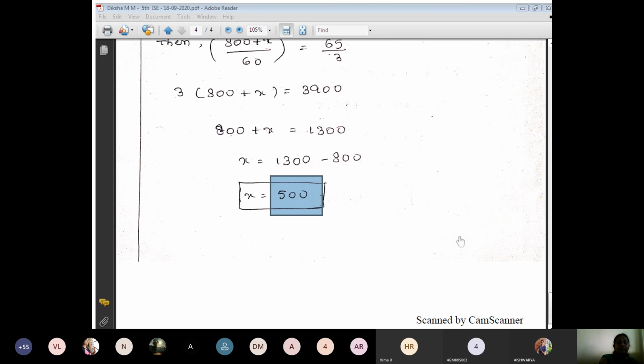So please go through it. Next, tomorrow the placement activity is there exactly at 2 p.m.